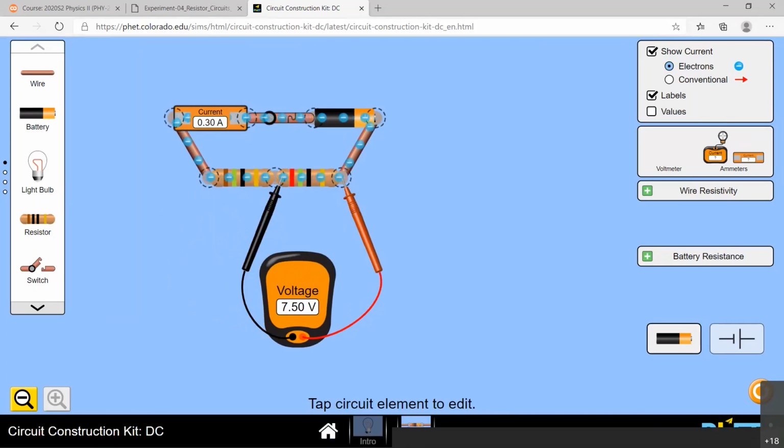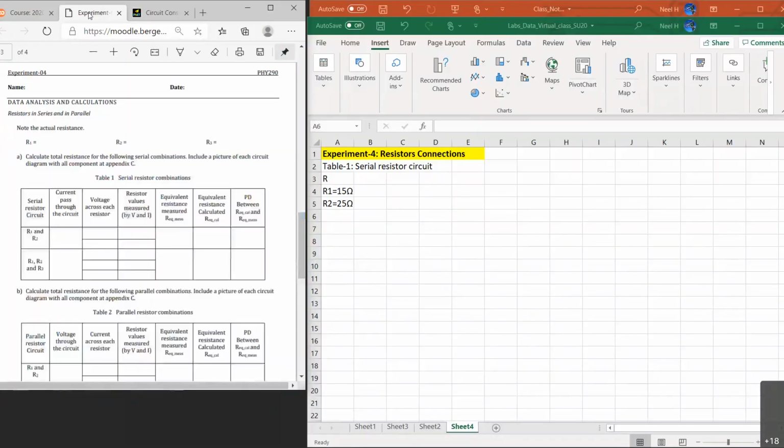Let's go back and take a look at the table. So the table, I need the current passing through the circuit, the voltage across each resistor, resistor values measured by using V and I, calculated values, and the percentage difference. Okay, let's build that table here first.